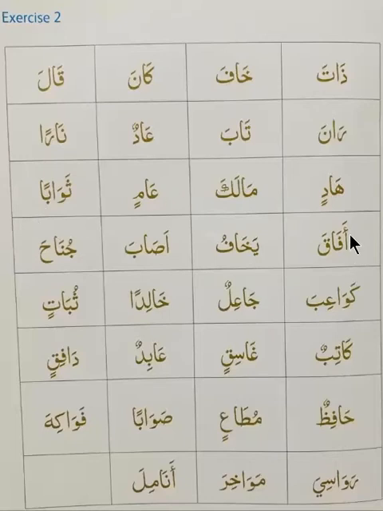Here, Hamza Fatha, A. Don't stretch here because there is no other alif after it. It's only one alif and it has a Fatha. So don't stretch here. Let's say A. Now here say Fa. Stretch. Fa. Qa. Don't stretch here. Say Qa. That's it.